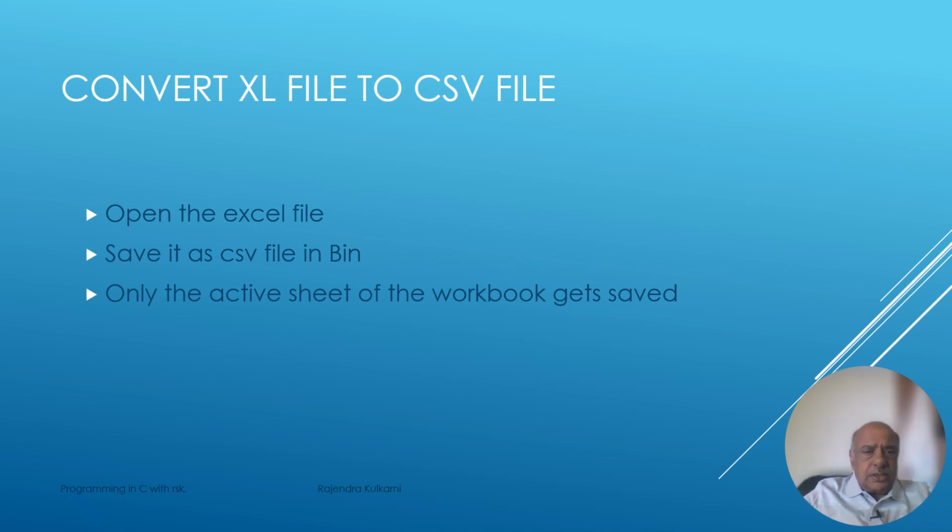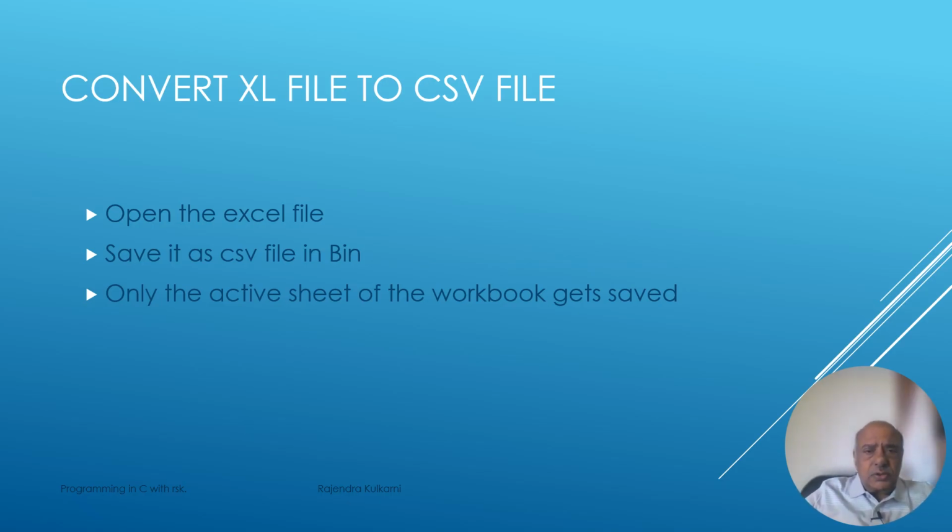Another thing to be noted is only the active sheet of the workbook gets saved, not the whole workbook. So whichever sheet is open at the particular moment when we save it as a CSV file, only that sheet gets saved. When an Excel file is converted to a CSV file, the formatting of the data in the Excel file is lost. And the file now is a pure text file with an extension .csv.